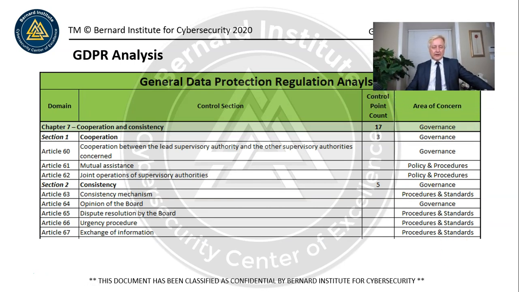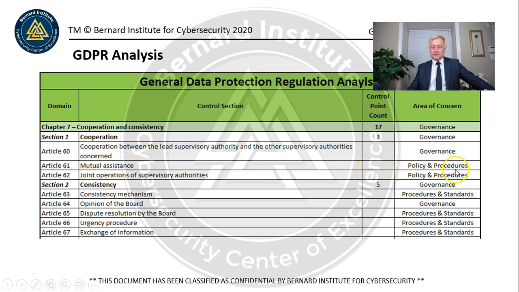Again, more analysis here on Chapter 7. Section 1, cooperation. This is about governance. Cooperation between lead supervisory authority and supervisory authorities concerned. This is about governance. Mutual assistance. This is about policy and procedures. So we have an agreement to work with the regulator. We need to have some policy in place and procedures on what that's going to look like. These all need to be defined. We can't just leave this loosey-goosey, as you might say. It needs to be well defined so that we don't have any issues popping up that haven't been considered or addressed or risk reviewed.